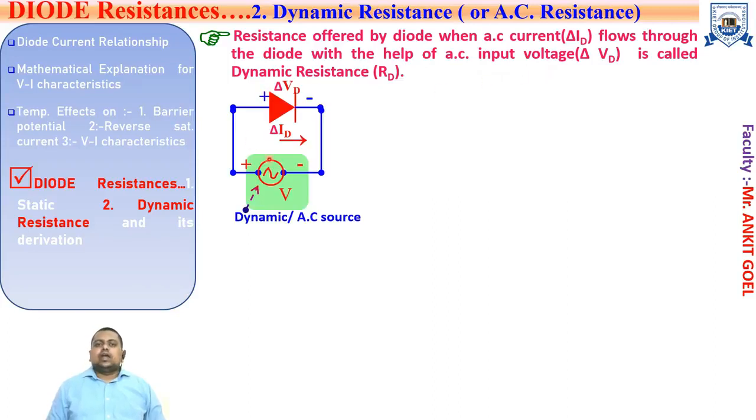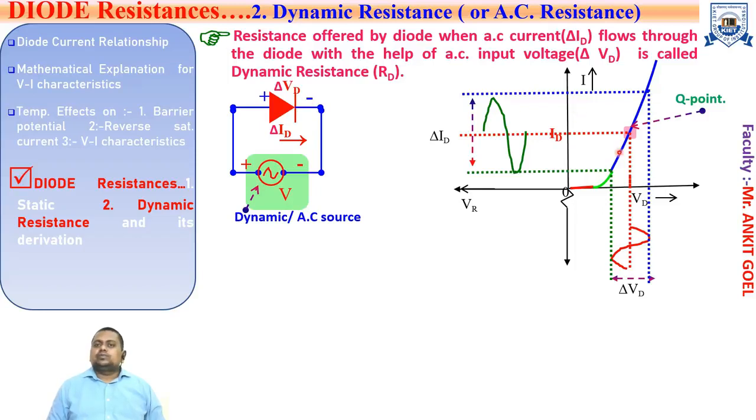So this is the diode and it is connected to the AC supply. This AC supply is providing a range of input voltage, which is now not static in nature, it is not constant in nature. So due to the changing nature of this input AC voltage, the voltage across the diode and the current, that is delta VD and delta ID, both parameters are going to change with time. They are not static in nature, right?